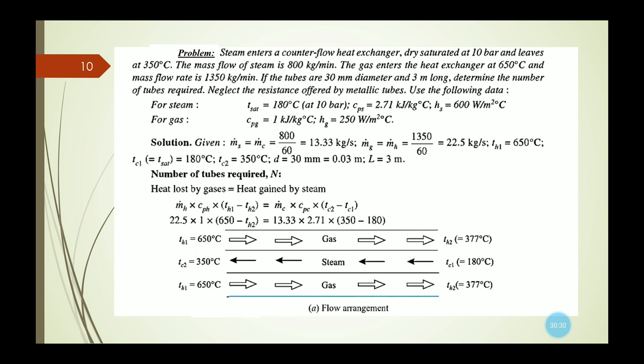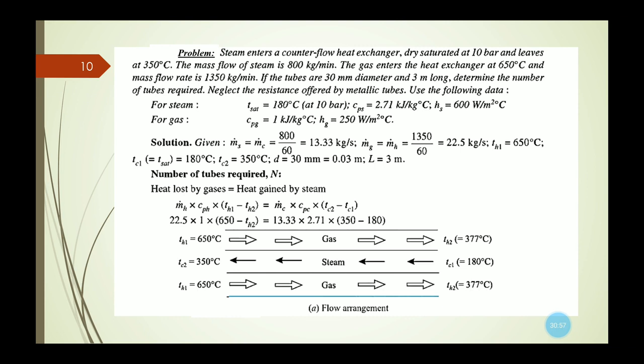So this is the next problem. This is a similar kind of problem. Steam enters a counterflow heat exchanger, dry saturated at 10 bar and leaves at 350 degrees centigrade. The mass flow of steam is 800 kg per minute. The gas enters the heat exchanger at 650 degrees centigrade and the mass flow rate is 1350 kg per minute. If the tubes are 30 mm diameter and 3 meter long, we need to determine the number of tubes required.